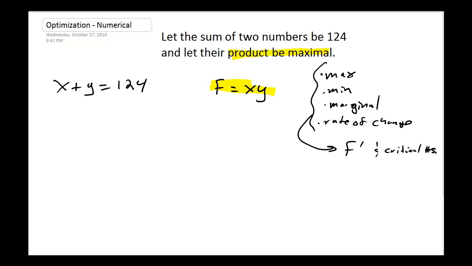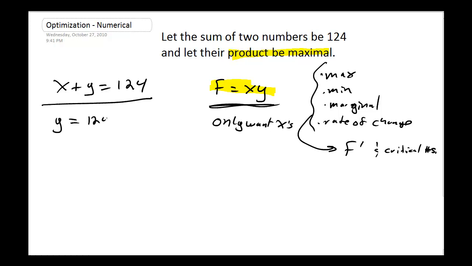So, this formula, f of x equals x times y, is my function. It's what I want to find the first derivative of, but in general, when I'm finding the first derivative, I only want x's. So I go over here and look at this secondary equation and solve it for y. Y is equal to 124 minus x.